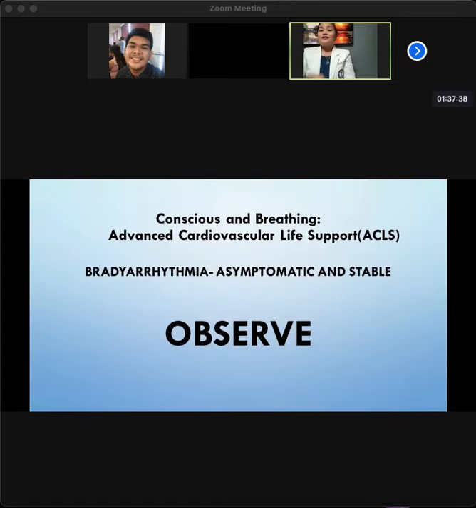Okay. So now, what are the treatments for your Brady arrhythmia? Again, if the patient is asymptomatic and stable, you just observe. Okay, observe lang. Except for the second degree type 2 AV block and yung third degree AV block, diba? Kailangan mo talaga ng pacemaker doon.